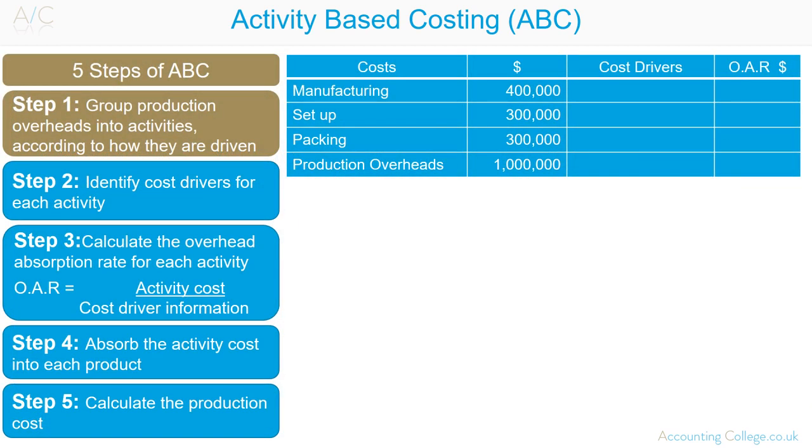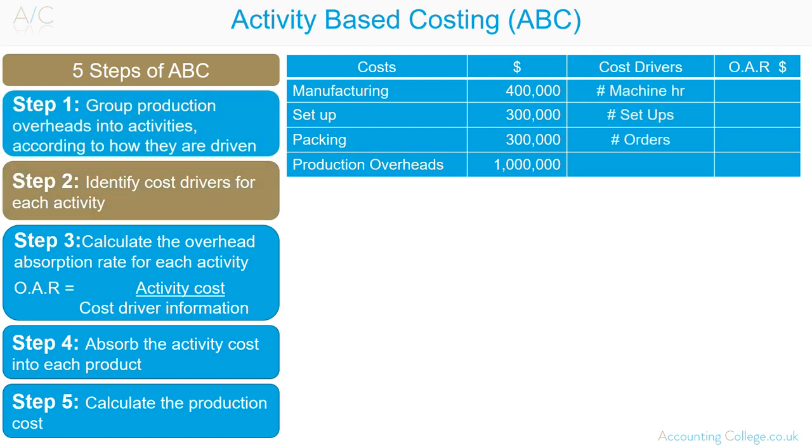The 5 steps of activity-based costing. Step 1. Group production overheads into activities, according to how they are driven. For example, overhead costs are manufacturing costs $400,000, setup costs $300,000, packing costs $300,000, total production overheads $1 million. For this example, we've only used 3 types of overheads. In an exam situation, you may be given many more, such as rent, electricity, quality control, and so forth.